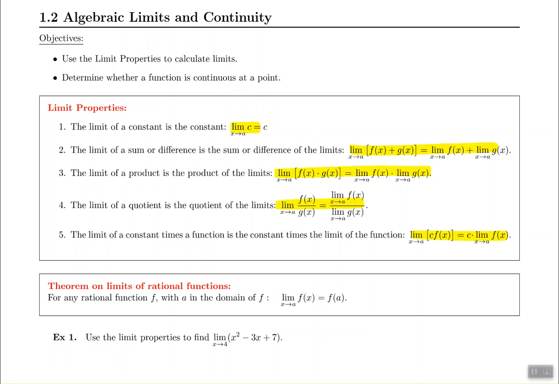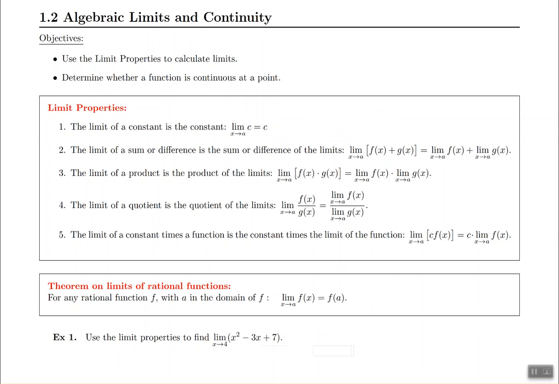So let's go through these real quick and try to understand what each one of them is saying. The first one is saying that the limit of a constant is always that constant regardless of where x is going to. For example, if somebody were to ask you what's the limit as x approaches 3 of the number 5, your job is to say the number 5. Regardless of where x is approaching, the height of the curve is always going to be 5 in that situation.